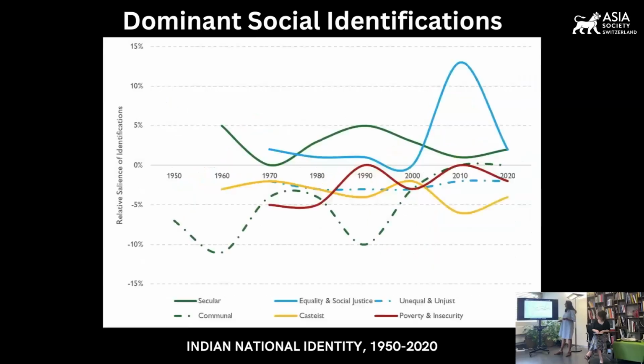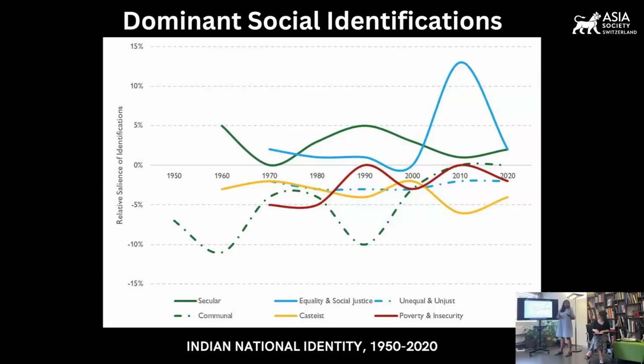And then here are some more social identifications. So the green line here is secular, and the dashed green line is communal, right? And I think over time, there has been somehow more of an emphasis on the sense that India is a very communal society, rather than this acknowledgement that we are secular. Secular has always been a hope and a dream that one day maybe we will become a secular society.